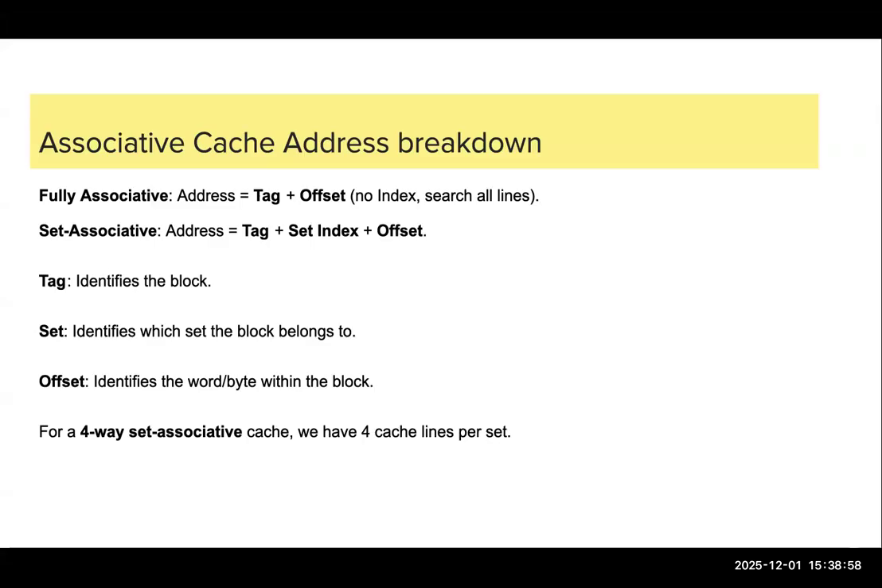And for set associative, address equals tag plus set index plus offset. The set index narrows down which set to check. The tag identifies the block and is used to verify we have the correct data. The set index identifies which set the block belongs to. Each block maps to a specific set. We all know this. And the offset identifies the word or byte within the block, same as in direct map. So for a four-way set associative cache, we have four cache lines per set, and the block can be in any of those four lines.